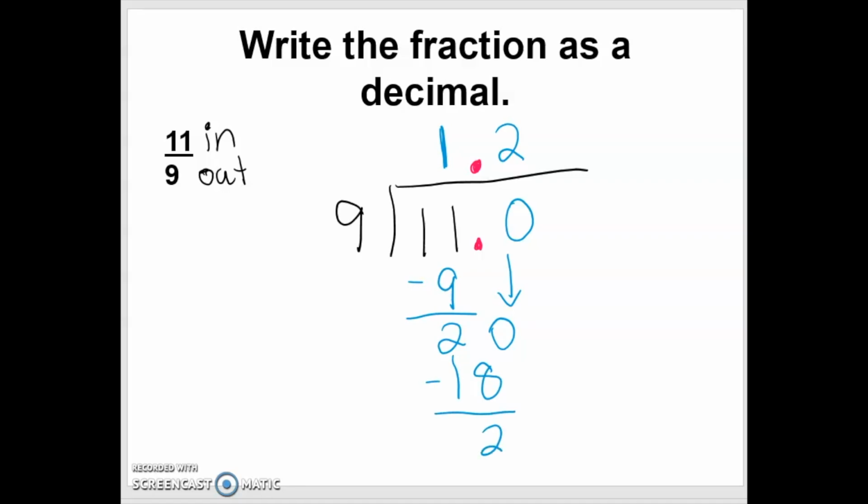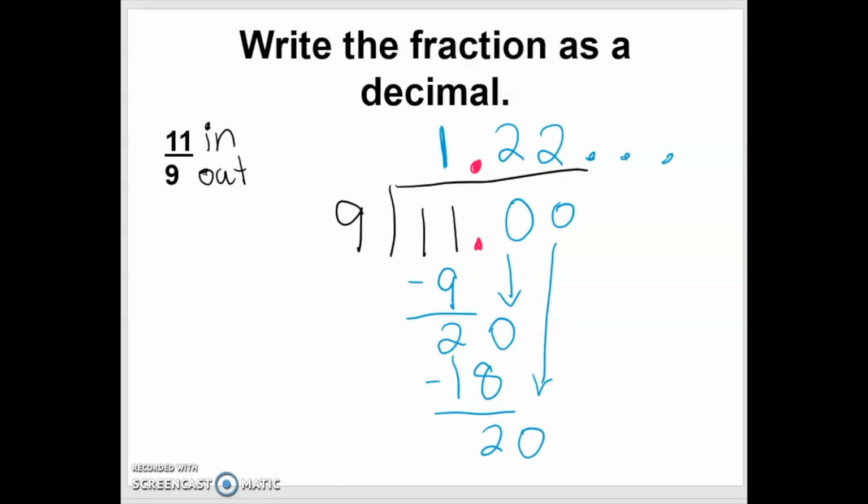Oh my goodness, we got 2 again. We're going to keep dividing. Now, hopefully at this point, some of us are going, wait a minute. This is just going to keep going on and on forever. And yes, you are correct. These 2's are going to go on forever.